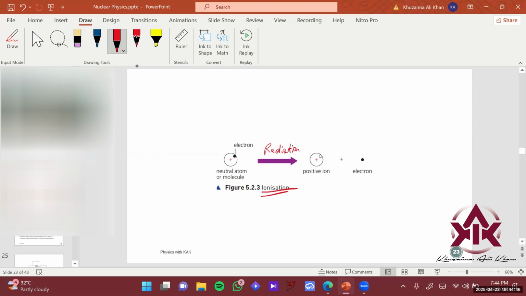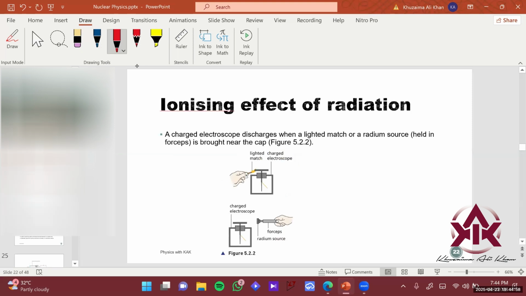That is, it caused the electron to split off, right? Now you have a positive ion. Let's say it was hydrogen, a positive ion here. So again, this is creating abnormality in your cells. This is the effect of radiation. So what are they doing here? You have a charged electroscope. We discharge this when a lit match or a radium source is brought near the cap. So you have a charged electroscope here. If you bring a lit match, what do we basically do?